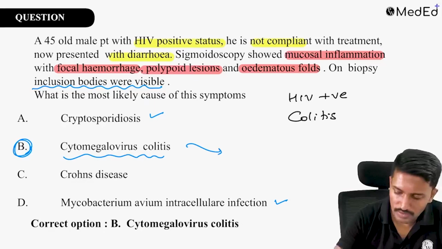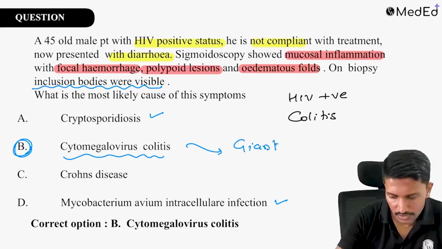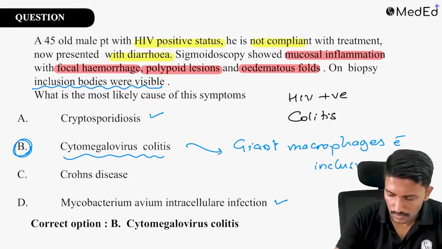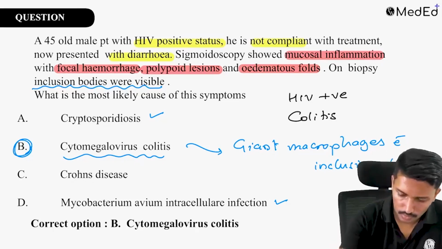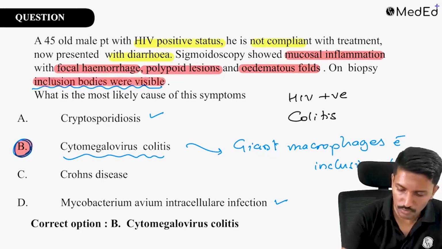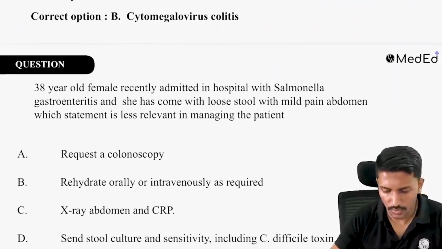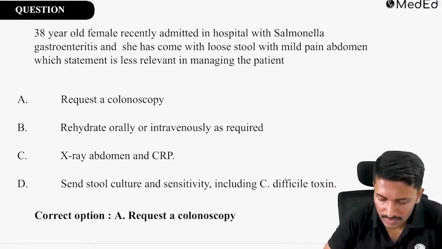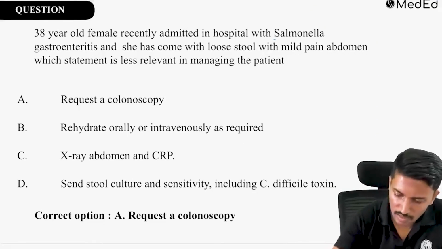There, typically, you will see giant macrophages with inclusion bodies. So I would go with option B here, mainly because the question talks about the inclusion bodies being present. Cytomegalovirus colitis. Okay. Next. A 38-year-old female recently admitted in hospital with salmonella.